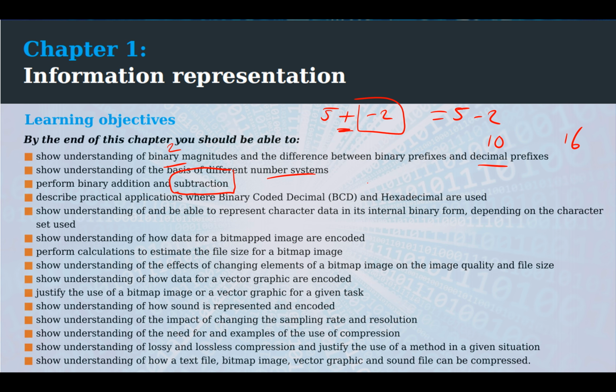Then we also want to understand BCD, binary coded decimal, hexadecimal, and also where they're both used for practical applications. We want to understand different character sets. So the two character sets, and where's the pen? Okay, there it is. It's really difficult to see this marker here.